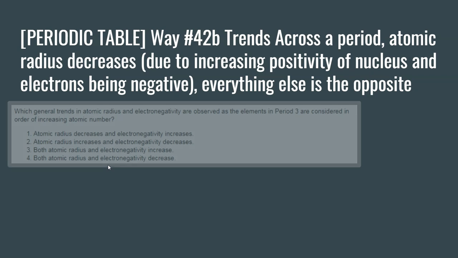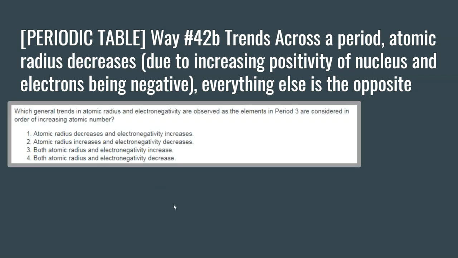Let's try some questions. Which general trends in atomic radius and electronegativity are observed as the elements in period 3 are considered in order of increasing atomic number? Here it's talking about atomic radius and electronegativity, and you should note that they're opposites of each other. As we go across a period, atomic radius decreases, whereas electronegativity increases. You could always use Table S to verify that this is true in case you forget the trend.